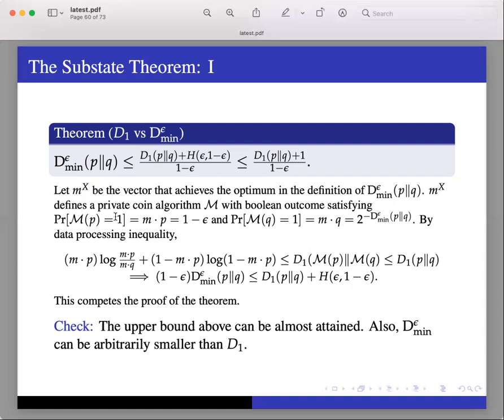Okay. And what is this vector m capturing? This defines a private coin algorithm. And the symbol x is accepted by the algorithm m with some probability mx. So this can be any number between 0 and 1. Now, from this private coin algorithm, I can get a test with Boolean outcome, 0 or 1, accept or reject.